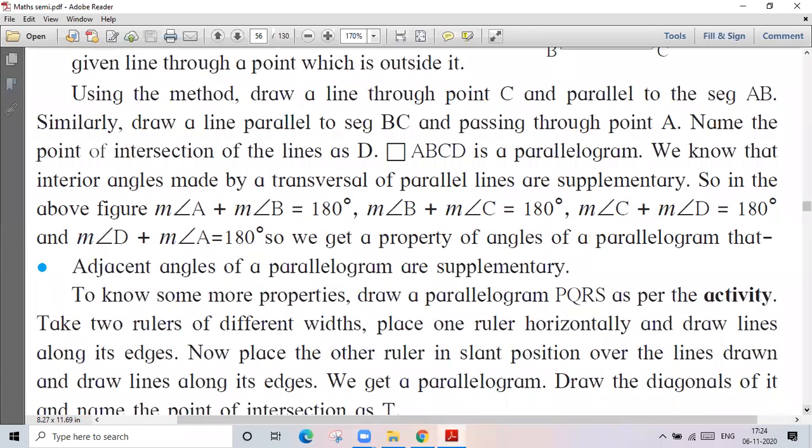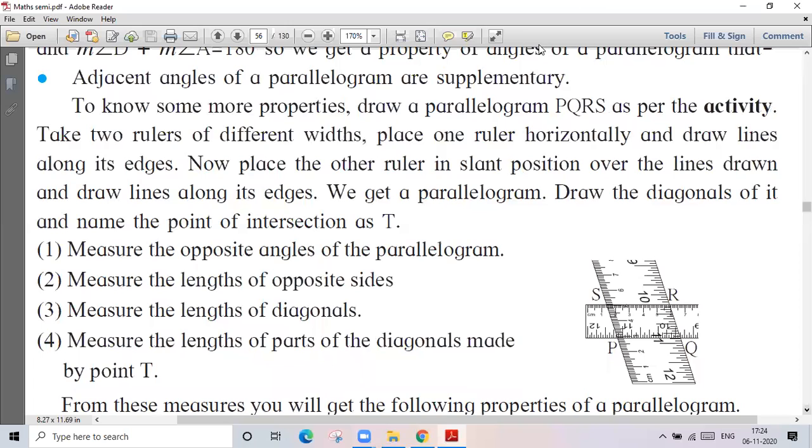Then one more property. The measure of the opposite angles of a parallelogram is congruent. The lengths of the opposite sides are congruent. Diagonals are not congruent, but they bisect each other. Right?